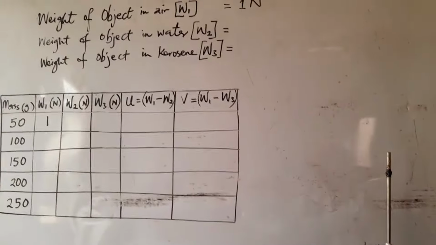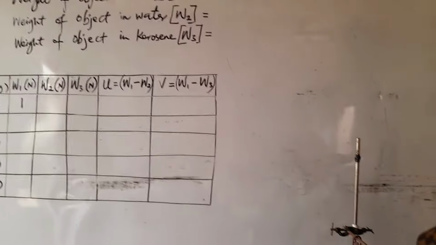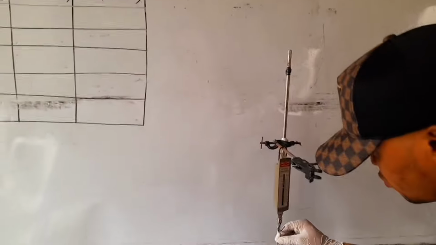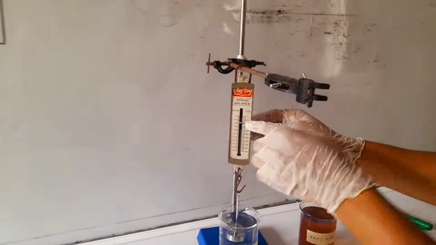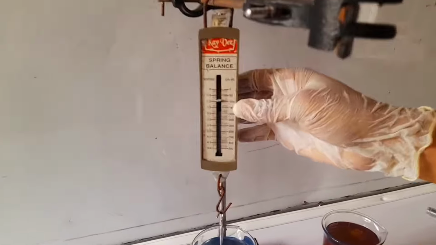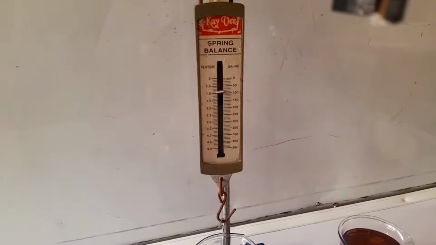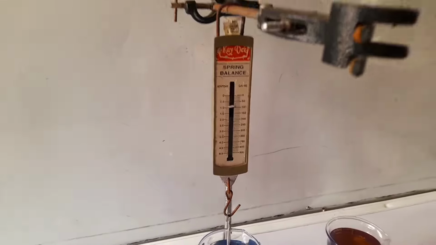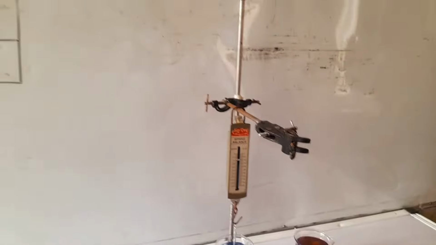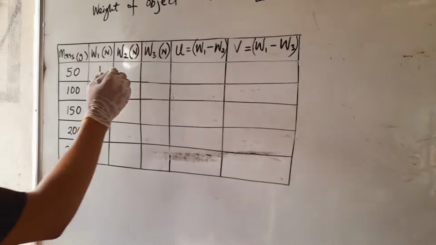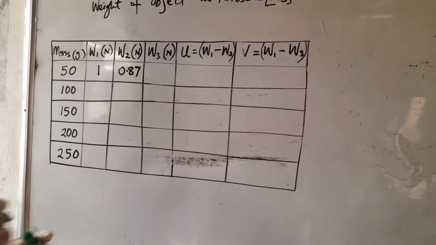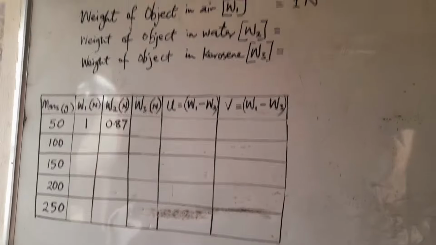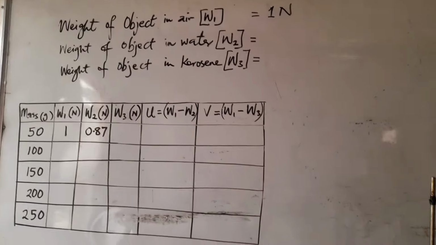And then we're going to immerse this 50 gram, this first object, in water first and check the new reading. We're going to see that the reading will reduce. It won't be 1 again. It's now a little less than 1, which means upthrust is in effect. So we record the reading, which is 0.87 when immersed in water. Remember, this is still the same 50 gram weight.